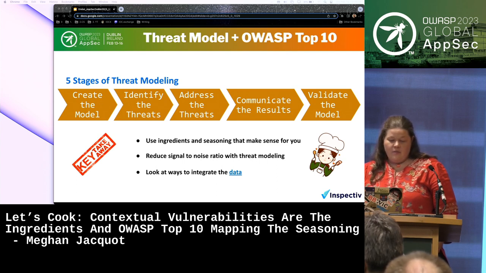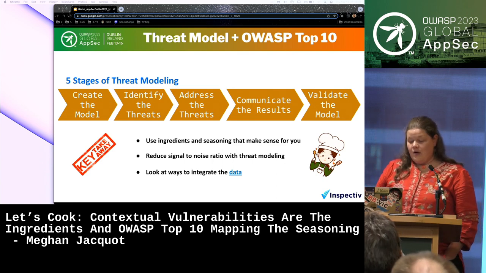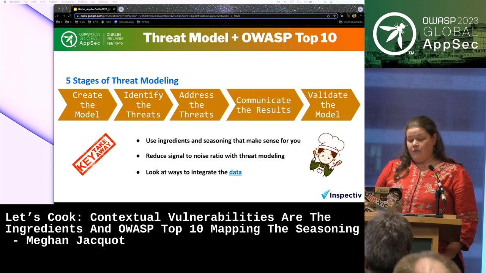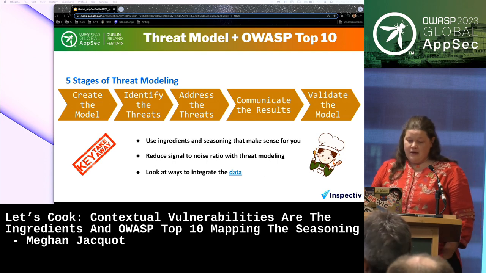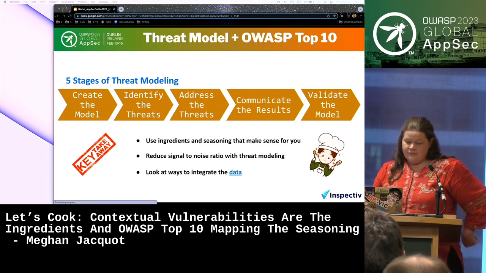When we think through methods for integration of data, one of the things that is very current, a happening thing right now, is threat modeling as code. Thinking through ways to automate threat modeling can be really powerful. I have a variety of resources on that, and a number of them are OWASP projects as well.